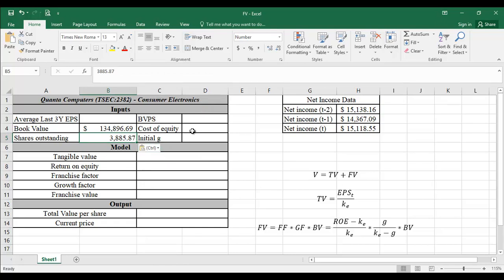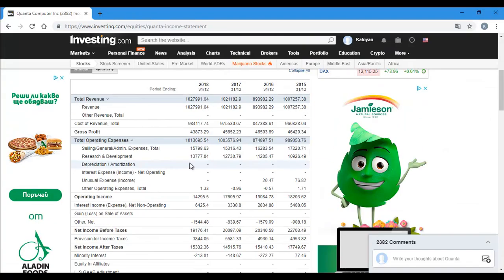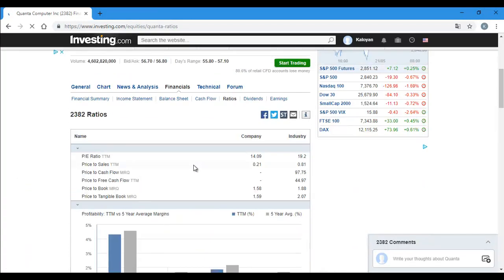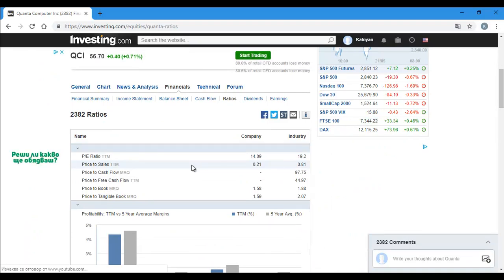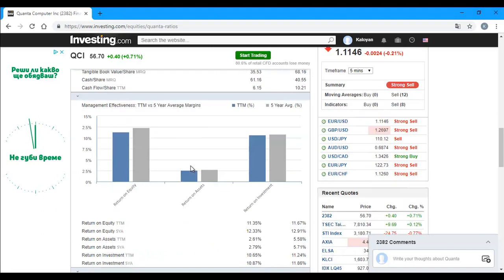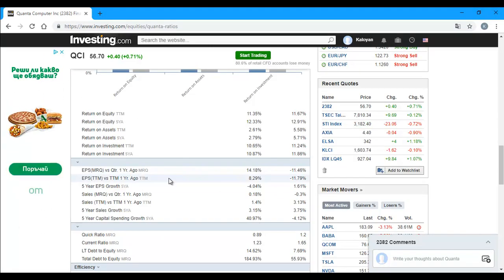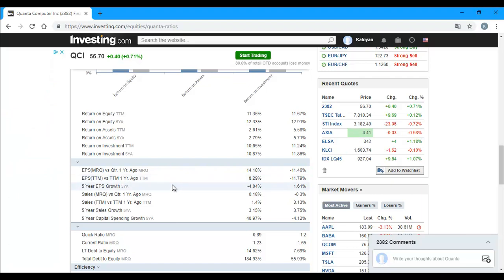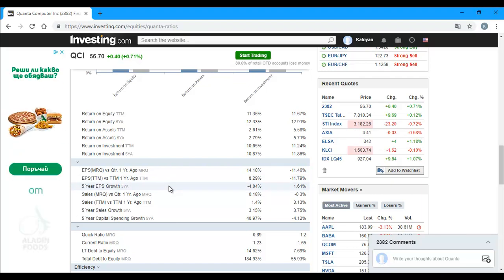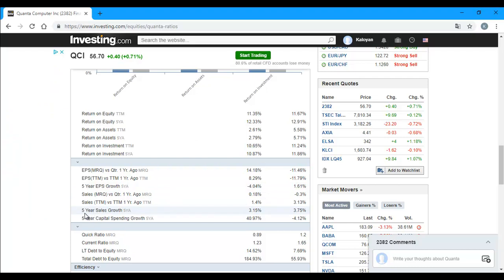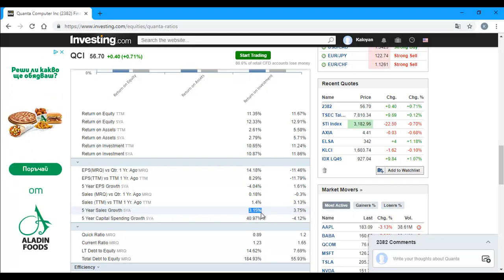So now I'm ready to estimate the model. Before that, the last thing that I need is the growth rate of the company. I'm going to the ratios tab in investing.com, and here I have a whole section that measures the growth of the different aspects from the financial statements. The appropriate metric that I need to use is the average growth rate for the last 5 years of revenue, or in this case sales. So these 3.50% are what I will be using as the so-called growth opportunities for the company.